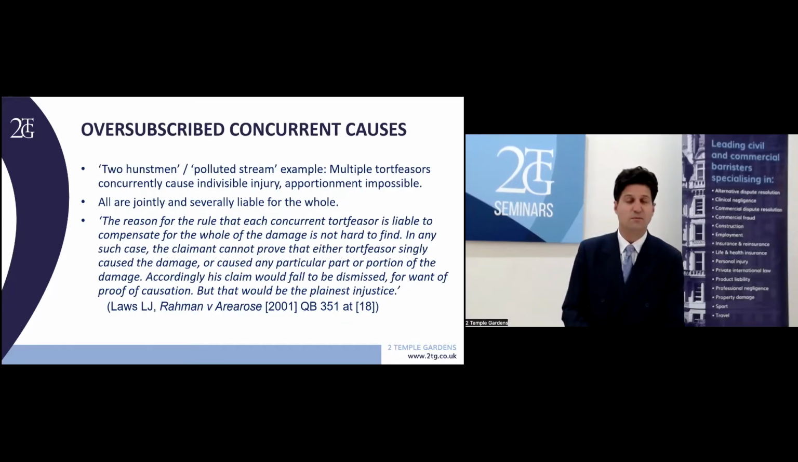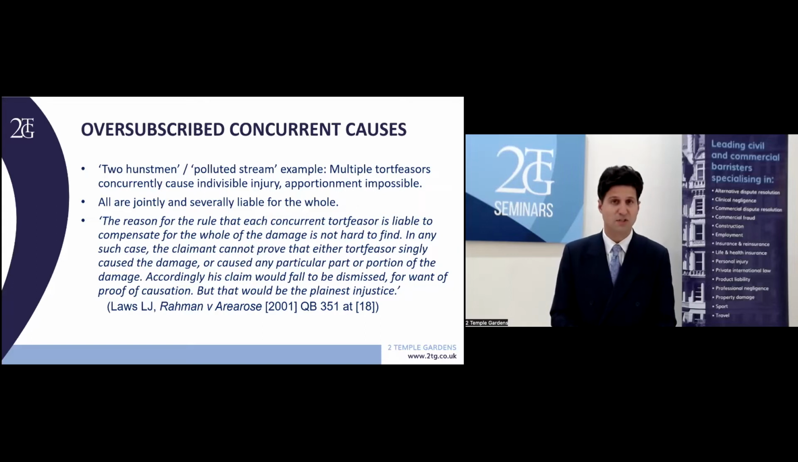Stepping away from material contribution and material increase in risk for a moment and looking at other territory where the but-for test has been left behind or rejected, we come to the example I referred to briefly earlier of the two huntsmen situation, two huntsmen firing at the same time and the claimant receiving injury or dying as a result. How do you deal with the concurrent causes, the two tortfeasors causing harm concurrently?